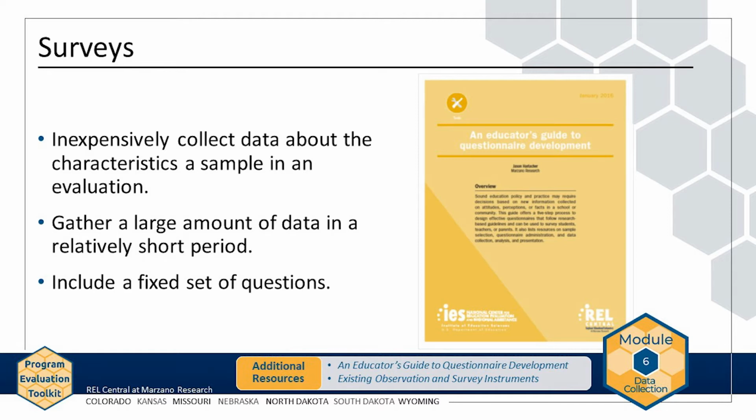The handout, Existing Observation and Survey Instruments, available on the Resources page of the website, provides brief descriptions and links to existing instruments. If an existing instrument does not meet your evaluation needs, you will need to create your own survey. The following steps outline a process for developing your own survey instrument.